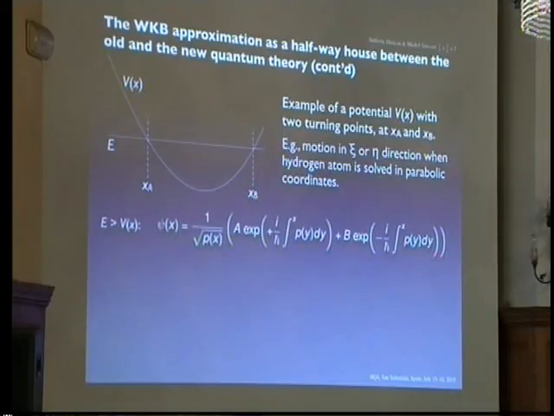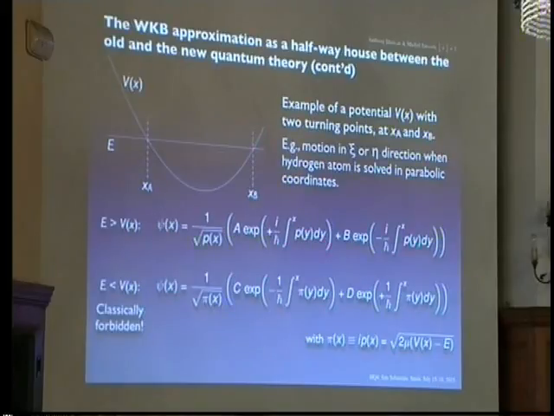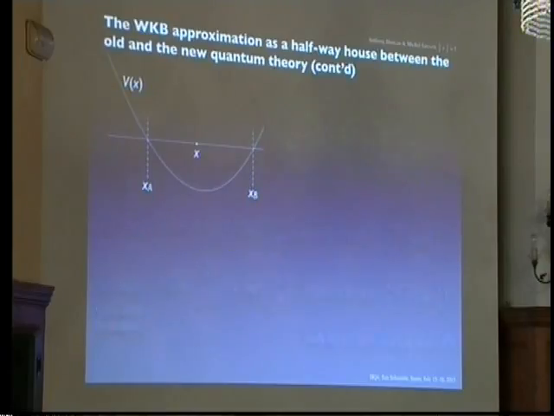So now you're going to write down, and again for the details I refer you to our paper and to Morse and Feshbach, who do this in glorious detail, the wave function. In the area between the two points, it's this here, and in the area outside, which of course is classically forbidden, it's going to be like this, where this pi of x is just related to the p of x, but with an i here, because now the thing under the square root is negative.